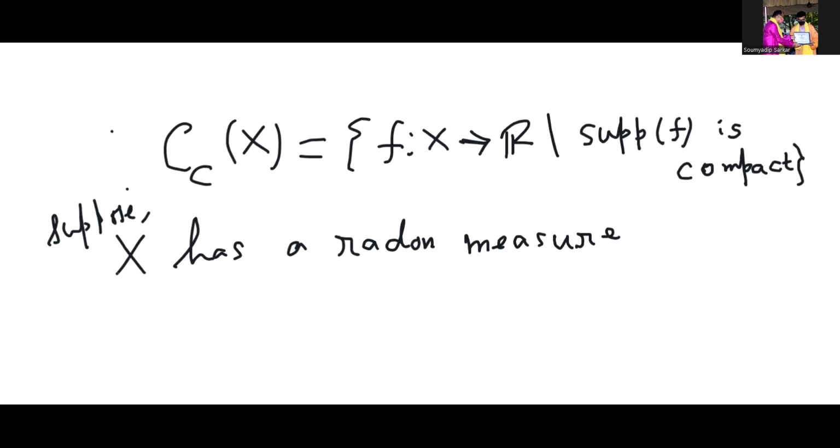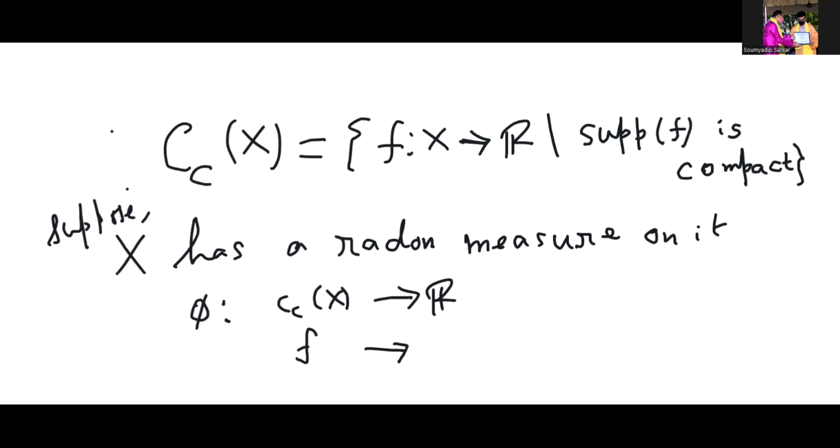Then I define this map, let me denote it by phi, from C_c(X) to R. I want to define a linear functional, so I have to give a map from C_c(X) to R. So what is the map? I take a function f and I send it to the integral over X of f d mu.